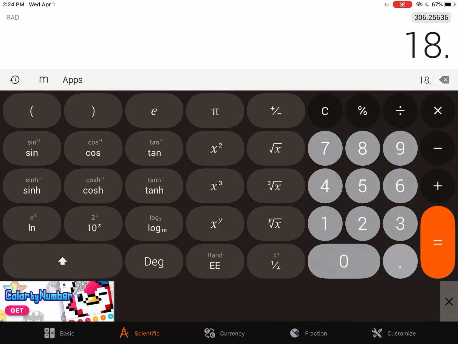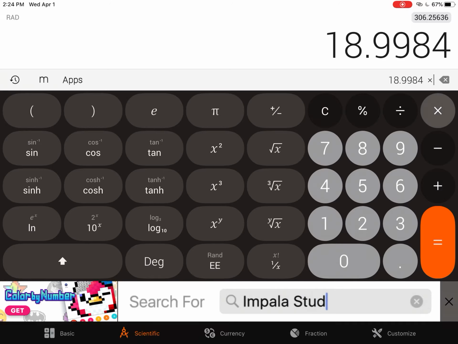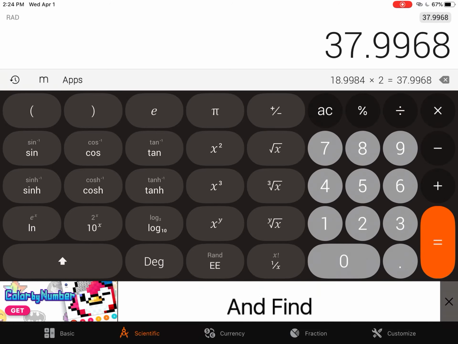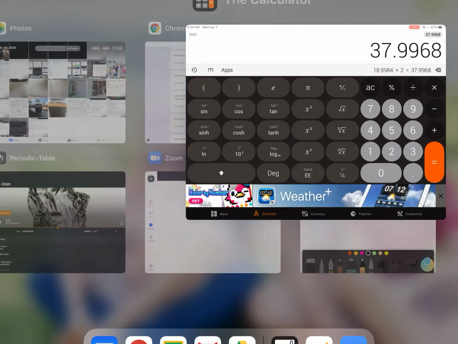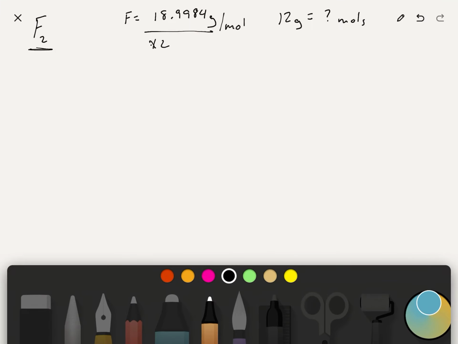So diatomic fluorine, we have to take that number times 2 to find our actual molar mass of F2. So 18.9984 times 2 gives us 37.9968 grams per mole of F2.